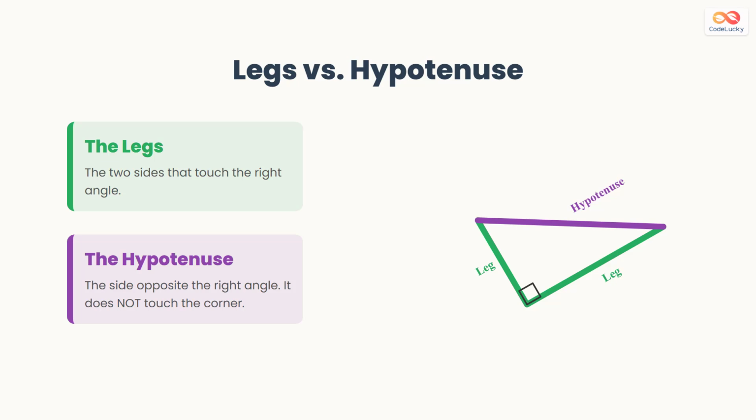It is important not to confuse the legs with the third side. The legs are the two sides touching the right angle. The third side, which is opposite the right angle and does not touch the corner, is called the hypotenuse.